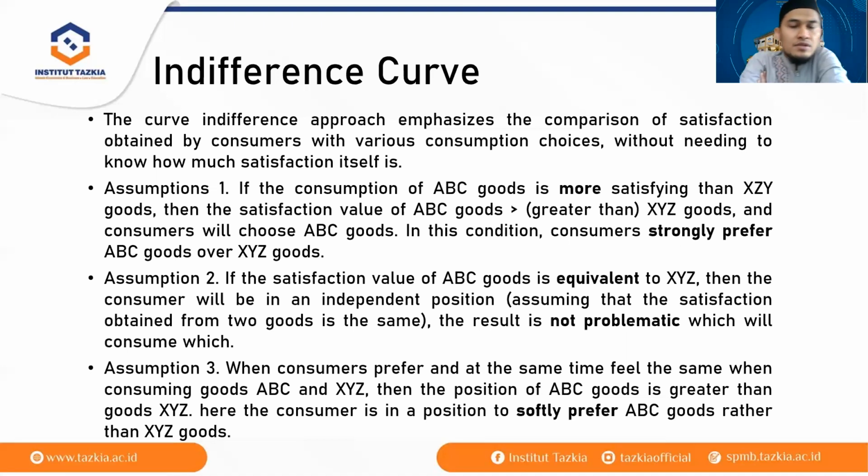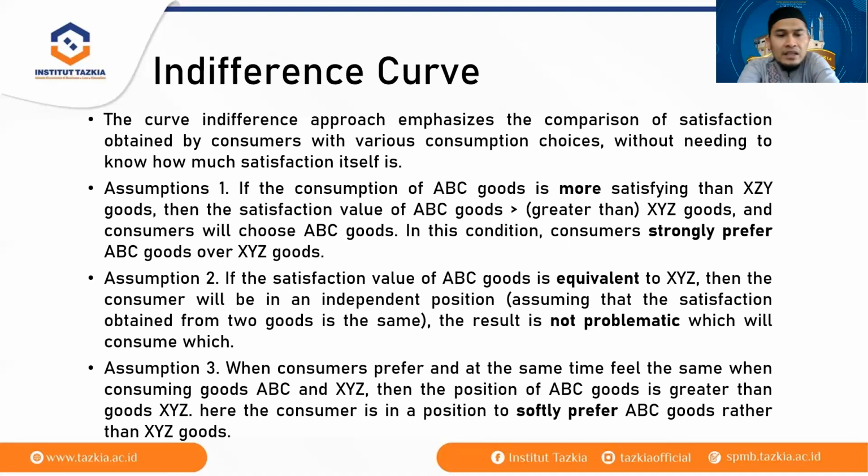Coming to the first assumption: if the consumption of good ABC is more satisfying than good XYZ, then the satisfaction value of ABC is greater than XYZ, and consumers will choose ABC. In these conditions, customers strongly prefer ABC over XYZ. Assumption 2: if the satisfaction value of ABC is equivalent to XYZ, then customers will be in an indifferent position, assuming that the satisfaction obtained from the two goods is the same. So it is not problematic which one is consumed.